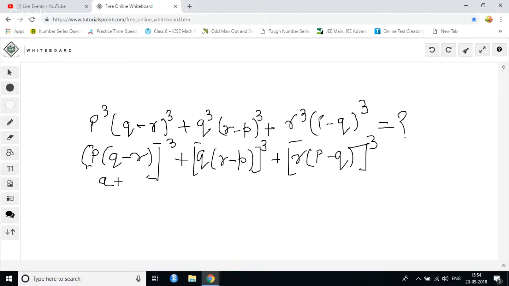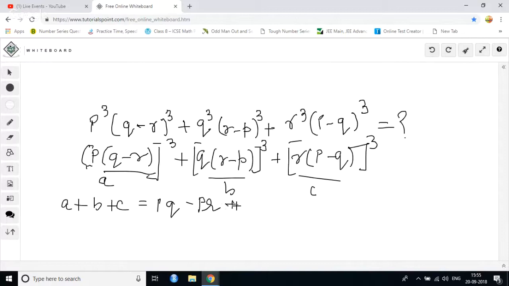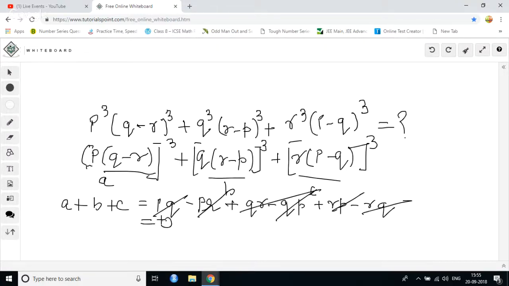Now suppose this particular thing is a, this particular thing is b, and this particular thing is c. If I add a plus b plus c, this would be pq minus pr, this would be qr minus qp, and this would be rp minus rq. So pq and qp gone, pr and rp gone, qr and rq gone. So a plus b plus c comes out to be 0.